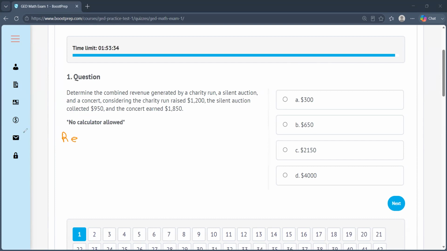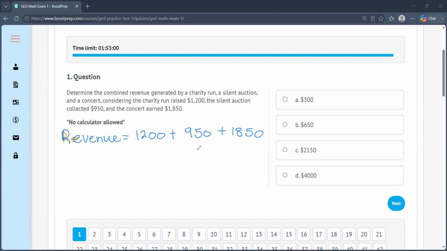Yeah, revenue. Ugh, I don't like this color. Let's use blue. I don't like blue. Do you like blue? Uh, it's fine. So the revenue is just adding up all the amounts: the charity run 1,200, and then the silent auction 950, and then the concert raised 1,850.